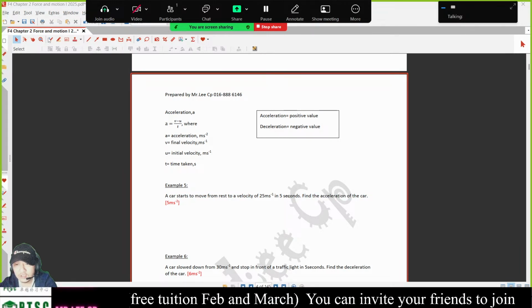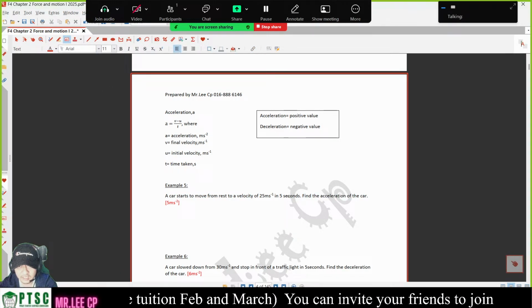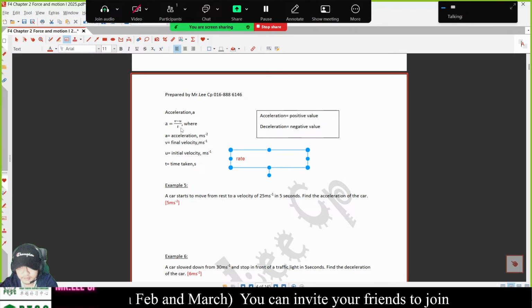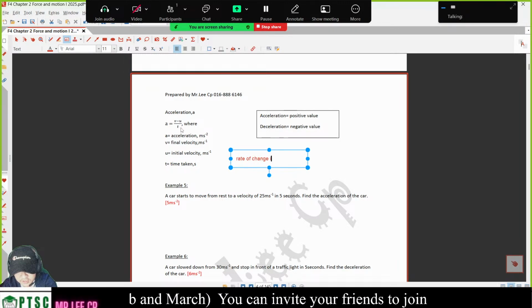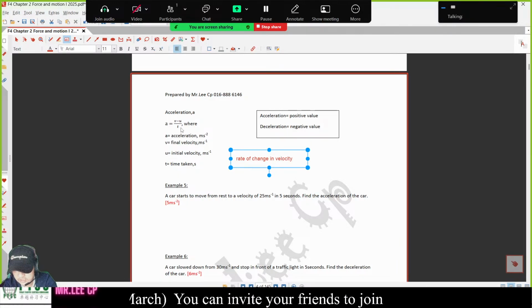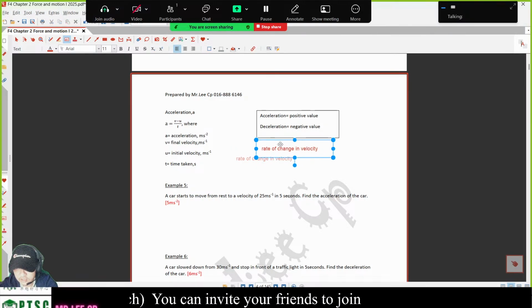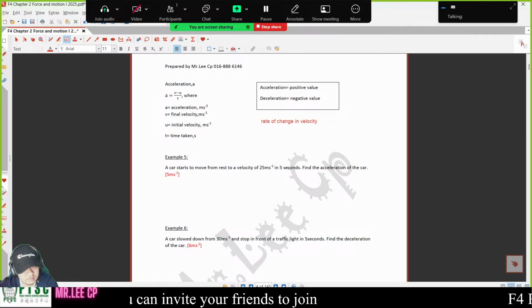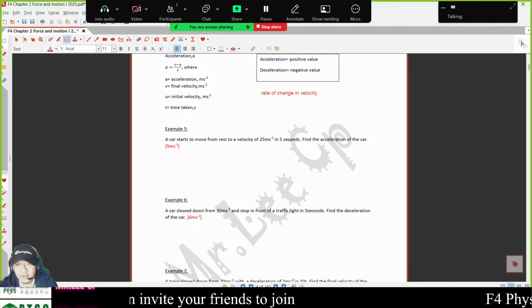So the definition of acceleration is divided by time. Divided by time, we call it rate. Rate of change in velocity. If you want the definition, it is rate of change in velocity. So we look at some example.